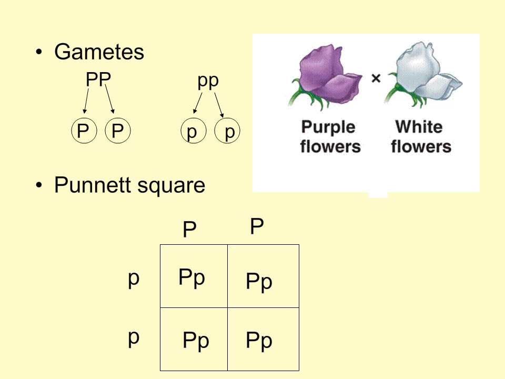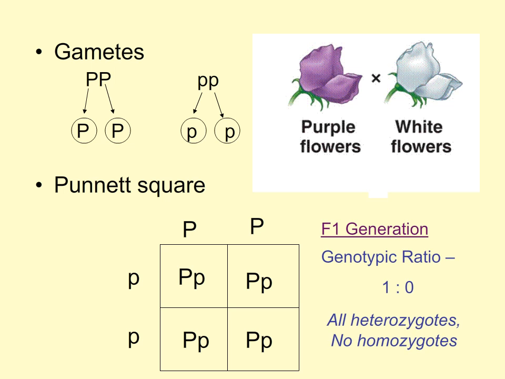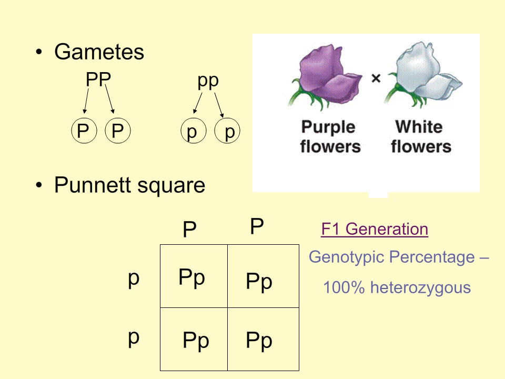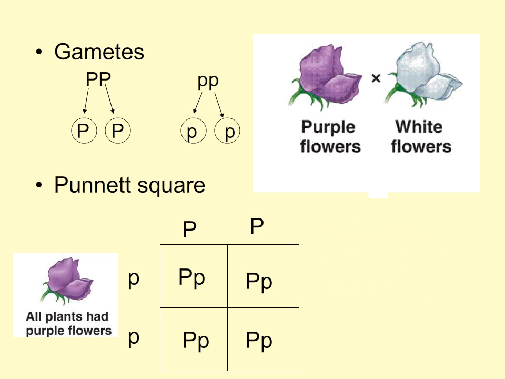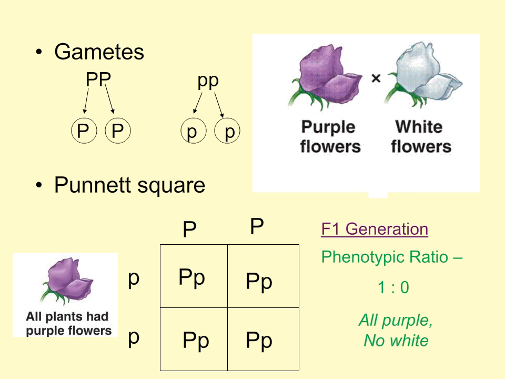We can express the results in several different ways. We can express the probability as a ratio. The genotypic ratio is 1 to 0 because all the offspring are heterozygous. There is no chance the offspring can be homozygous dominant or homozygous recessive. We can express the probability as a percentage. What is the chance the offspring will be heterozygous from this cross? 100%. What is the chance the offspring will be homozygous recessive or homozygous dominant? 0%.